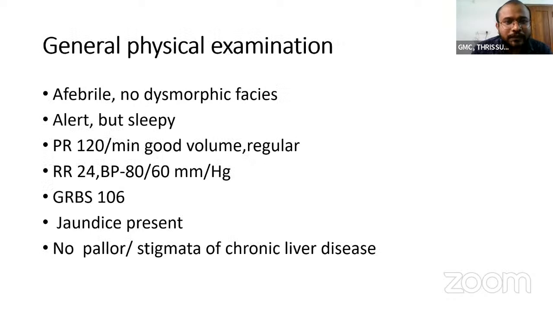At the time of admission, coming to general physical examination, he was febrile. There is no facial dysmorphism. Child was alert but sleepy. Pulse rate of 120 per minute, good volume and regular rhythm. Respiratory rate of 24 per minute. BP was 80 and 60. GRBS was 106. Jaundice was present, but no pallor or any stigmata of chronic liver disease.